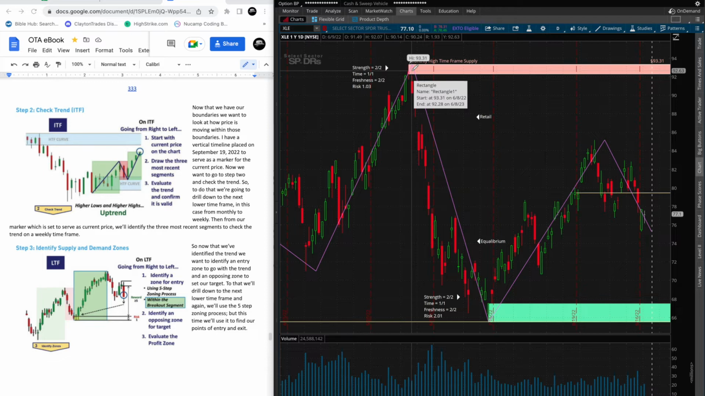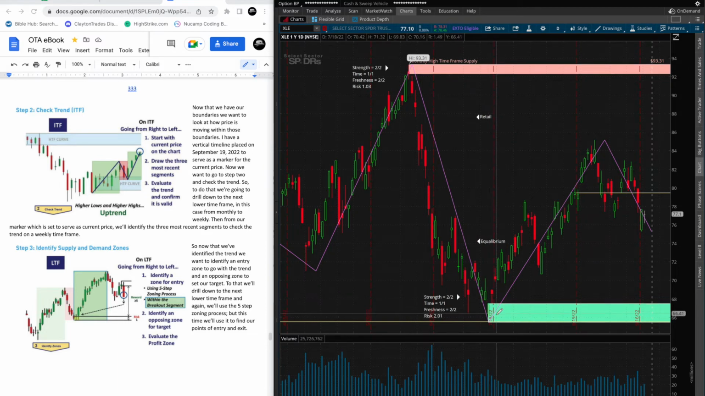Now, the reason freshness is important is because what we are relying on is that when price returns to this zone, we'll get a reaction and price will move away from this zone. If price has already returned to this zone, then what that does is it dissolves any unfilled orders that were waiting in this zone. The whole point of identifying zones, we're looking for unfilled orders. All right. So that's for the supply zone.